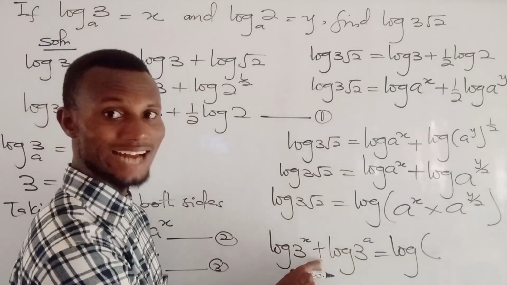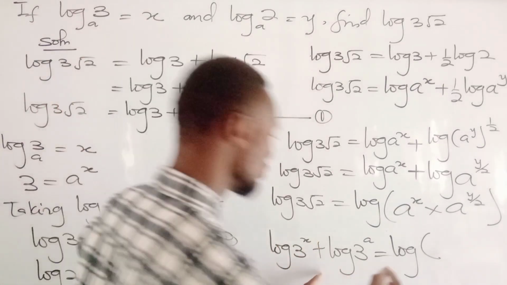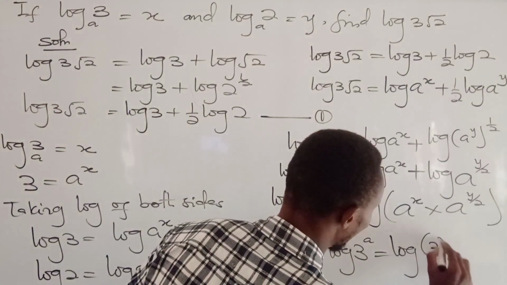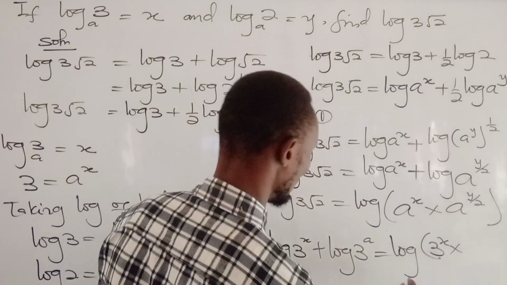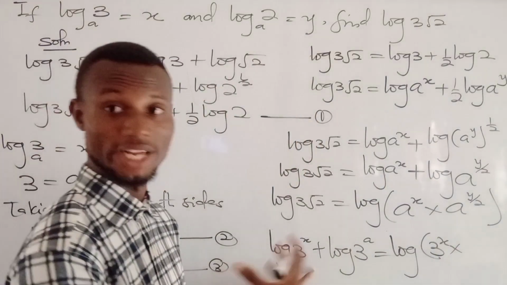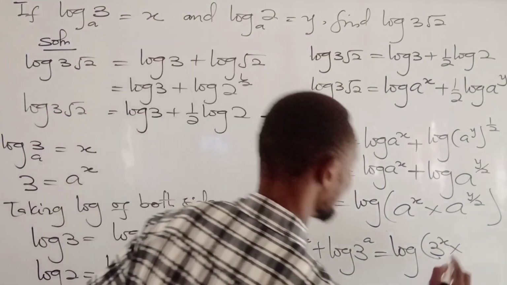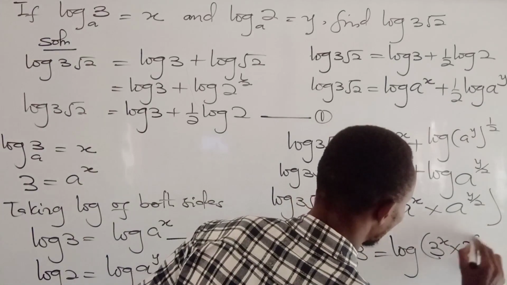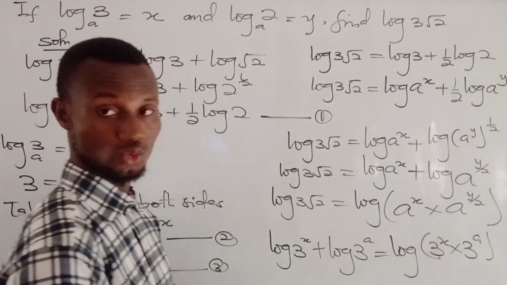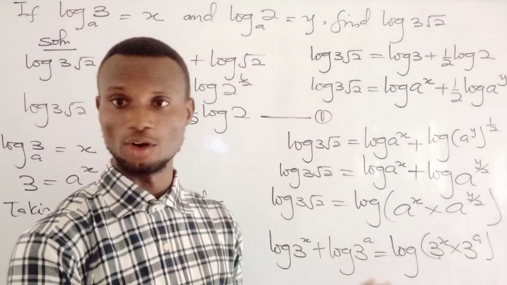This addition sign, we change it to multiplication. So we are going to write 3 to the power s times 3 to the power a. So that's what we applied. That's one of the laws of logarithm.